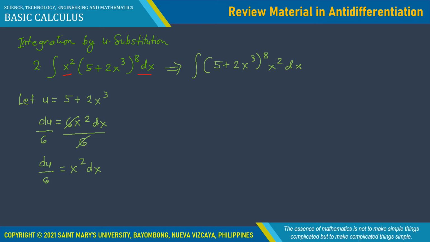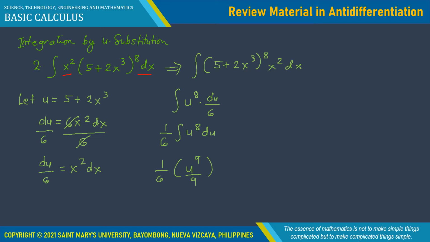So, mag-substitution na tayo. So, we have integral. The value of 5 plus 2x cubed is u. So, u raised to 8 times. And the value of x squared dx is du over 6. So, may constant na naman tayo na 1 over 6. So, i-remove natin siya. So, dadalhin natin siya outside of the integral. So, 1 over 6 times the integral of u to the 8 du. Ayan. So, mag-integrate na tayo. 1 over 6 times u, add lang ng 1 sa exponent, 8 plus 1, 9 all over 9.